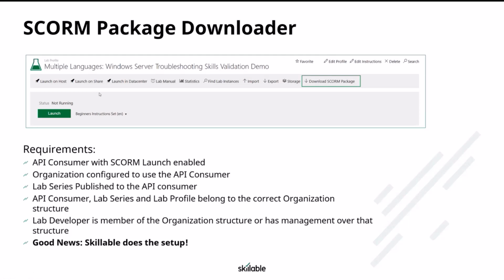So most of you will be familiar with adding or publishing lab series, maybe to the Skillable training management system API consumer, or maybe to another API consumer for some purpose. So you'll just need to add it to the SCORM one that you've got created. And then that's the only configuration step. Once those things are done, effectively, your lab profile, when you look at the actual lab profile itself, will get a new button, and it will just say download the SCORM package. Okay, you literally click that and it will download a zip file.